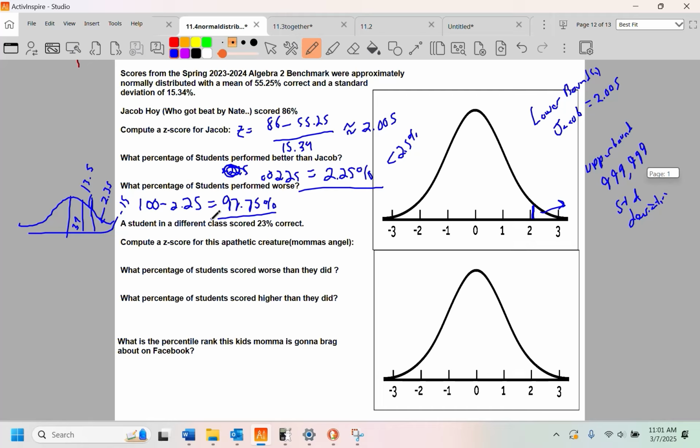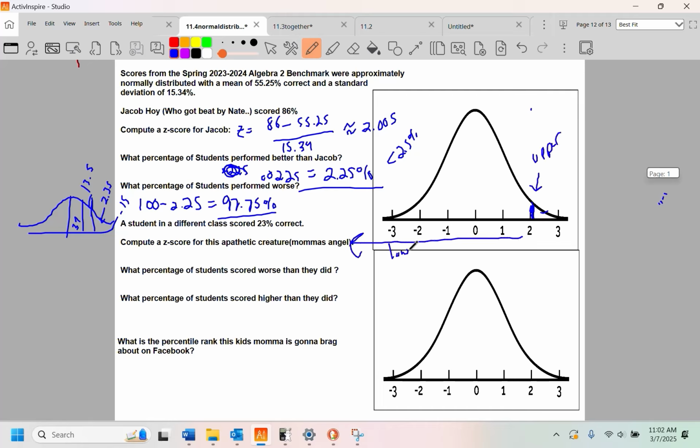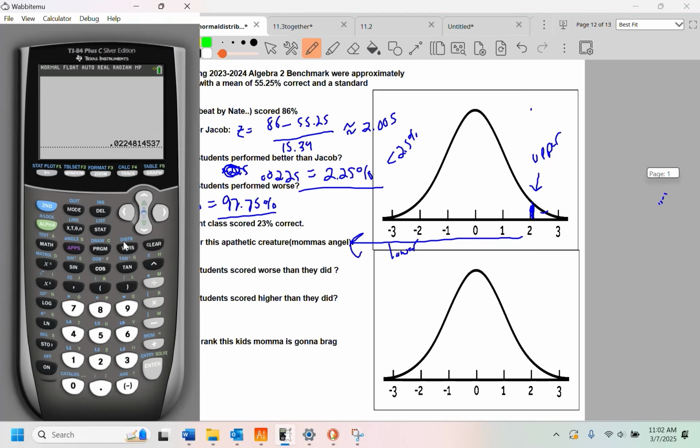But one thing I could do is I could approach this problem with the same methodology that I just did for Jacob. And I could actually just think about, okay, this is my upper, and all the way over here is my lower. So let's go back to second VARS normal cumulative density function. This time the lower boundary is negative 999999, 6 nines, and the upper boundary is Jacob's z-score of 2.005. Then I go to paste.